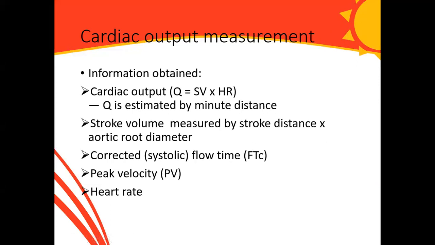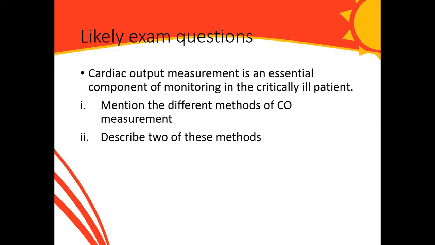All right, so with cardiac output measurement, you can get the cardiac output, which is stroke volume times heart rate, all right? And the stroke volume can actually be calculated by measuring the stroke distance times the aortic root diameter. You can also get corrected systolic flow time and peak velocity and heart rate. All of this can be gotten from either of the different methods of measuring cardiac output.